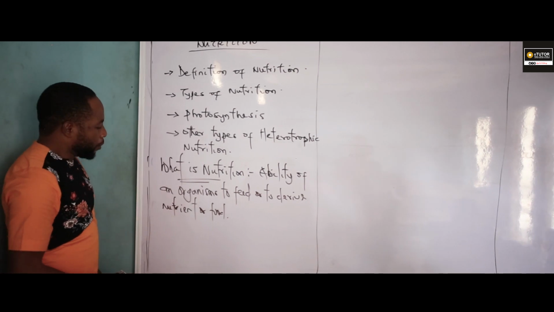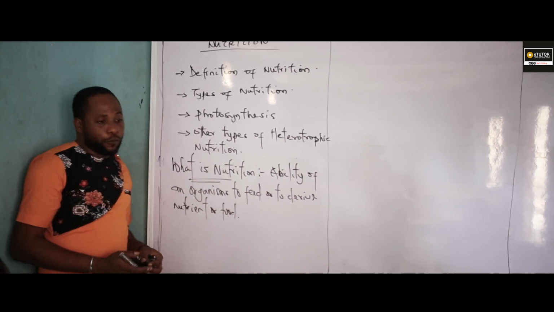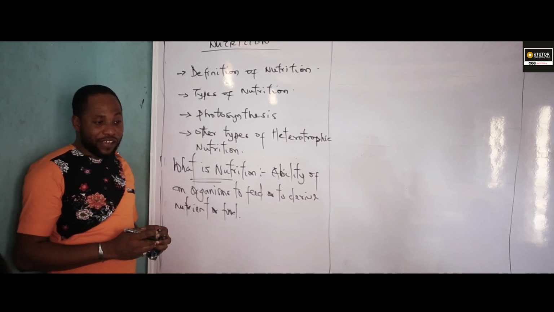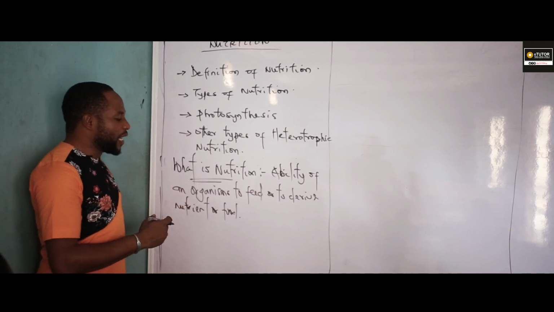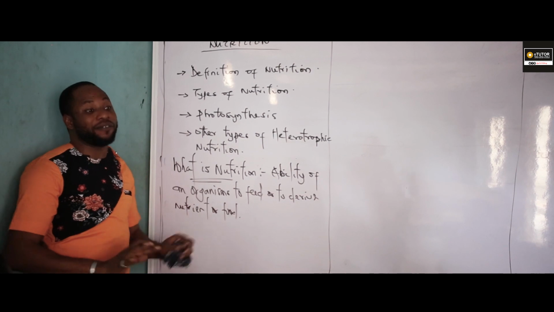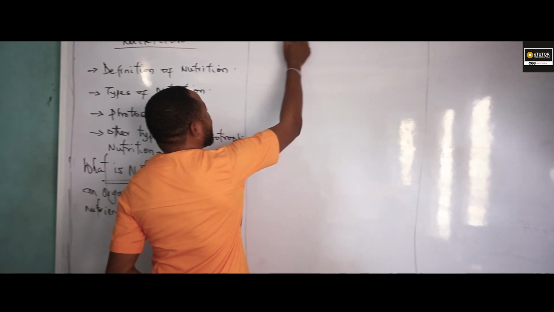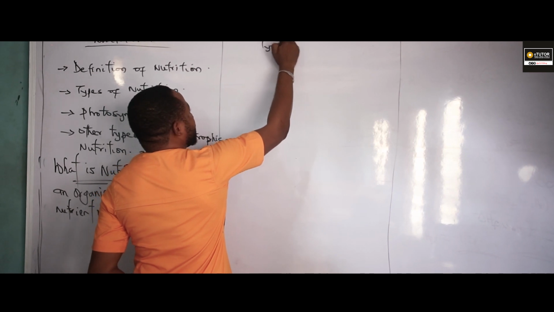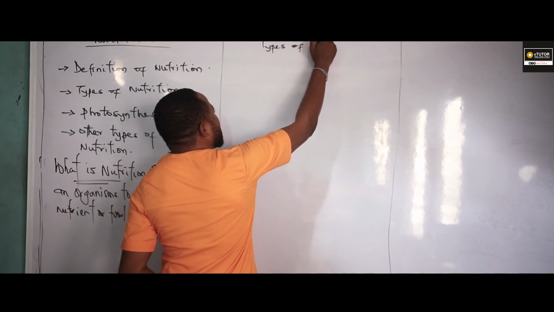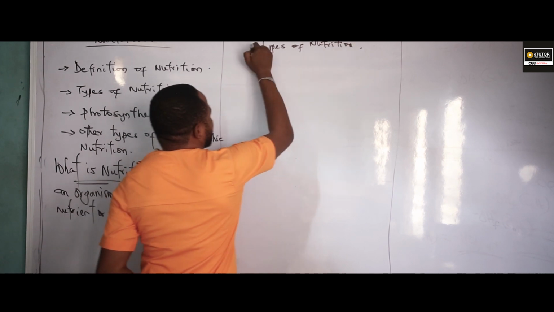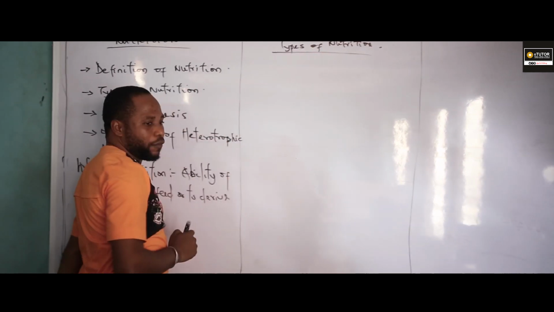Now, because we have so many types of living organisms, we have types of nutrition. The way a living organism derives food is different. So because of that, we have types of nutrition, and there are two main types of nutrition.